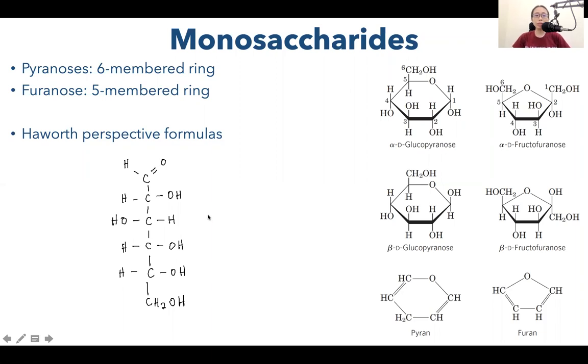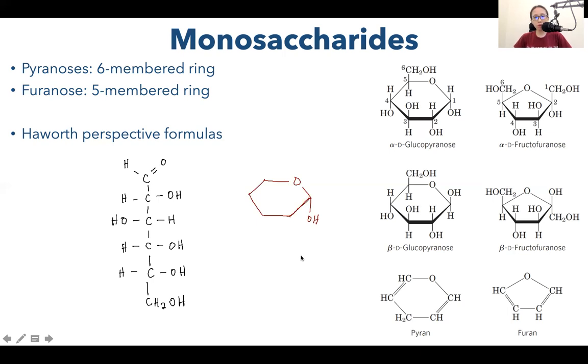In drawing the Haworth perspective formula, first you draw the skeleton. The skeleton would be the six-membered ring. Next, you need to determine which type of anomer it is. Is it the alpha or the beta? If it is alpha, then the OH should be below the plane of the ring, as shown here. And then, is it the D or the L isomer?